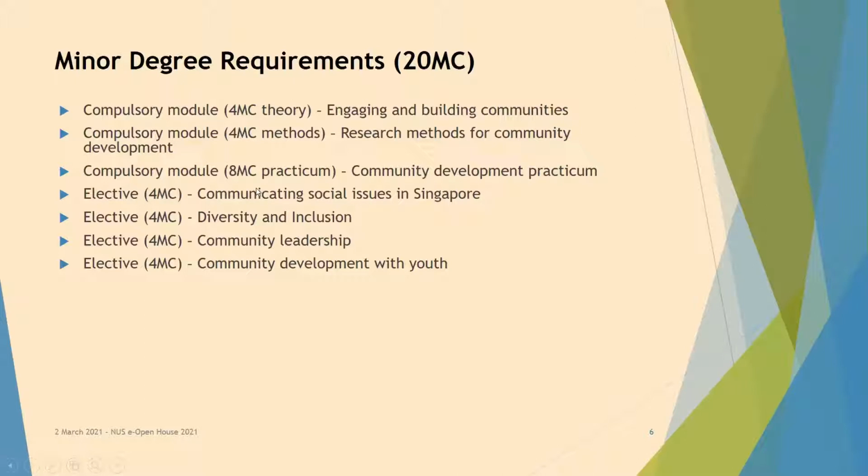Now, to get the minor degree, what a student has to do is to do the theory course, the methods course, the practicum, and then choose one elective. Choose from any of these 4. As the semester goes by, we will keep on adding more electives to give more options for students. But at the moment, we have these 4, and the student would just have to choose one, and that would give the 20 modular credits, because 4 from here plus 8 plus 4 plus 4, that is 20. And this will give you the minor degree.